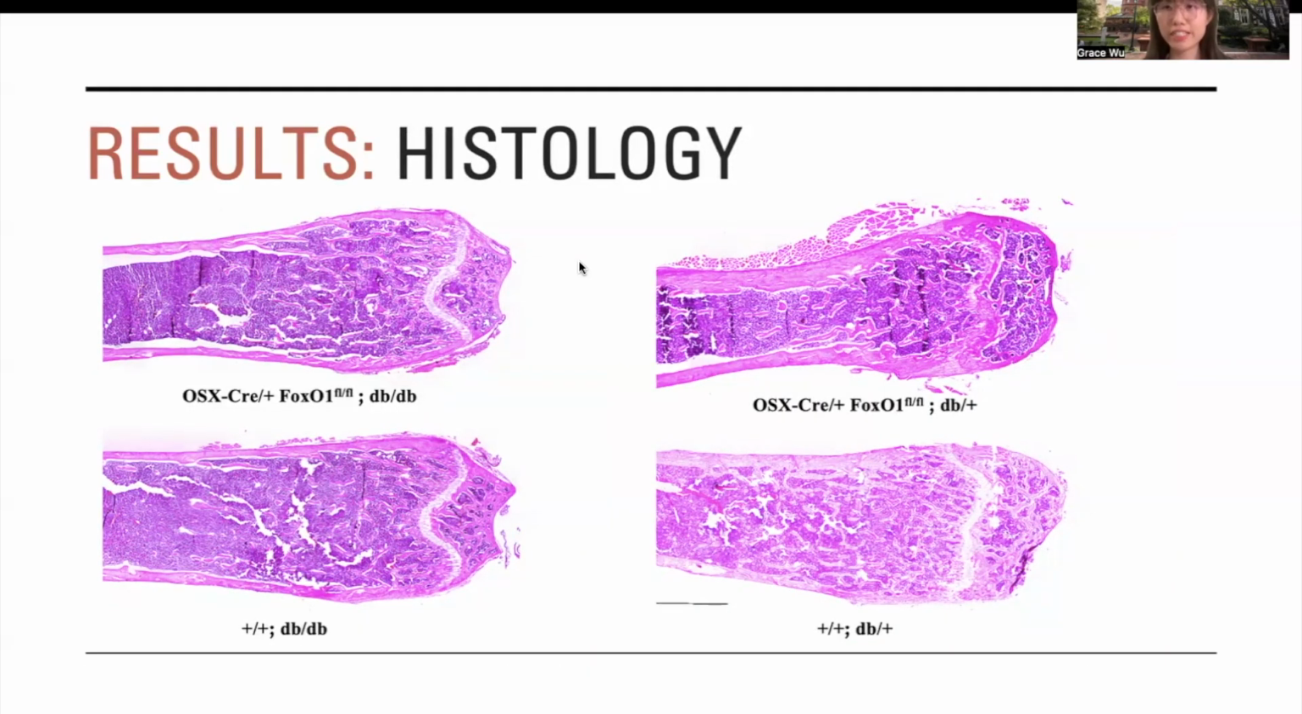Similarly, the HE staining corroborates these findings. The pink staining trabecular bone structures within the medullary cavity are more abundant in diabetic mice with the FOXO1 conditional knockouts compared to diabetic mice without knockouts, indicating a significant rescue effect on trabecular bone architecture.